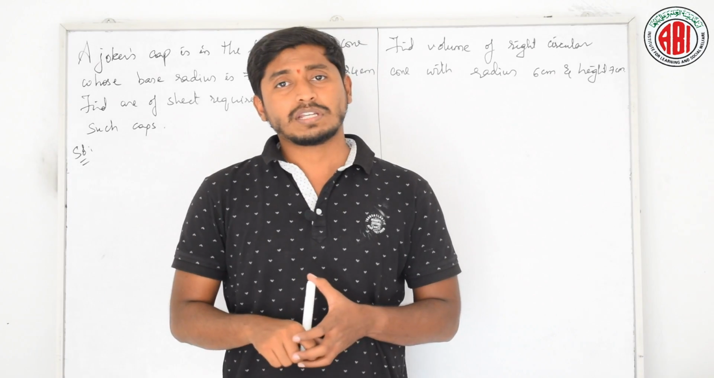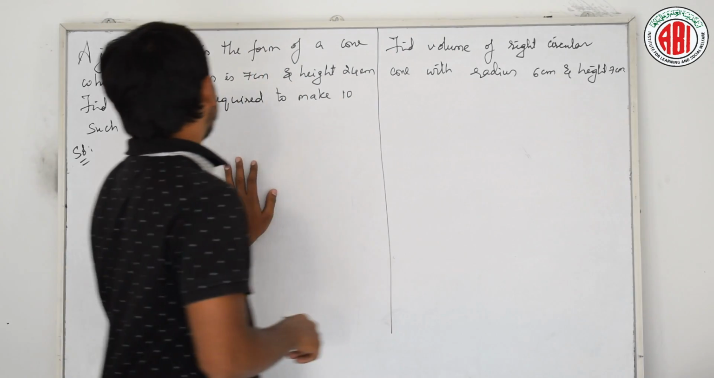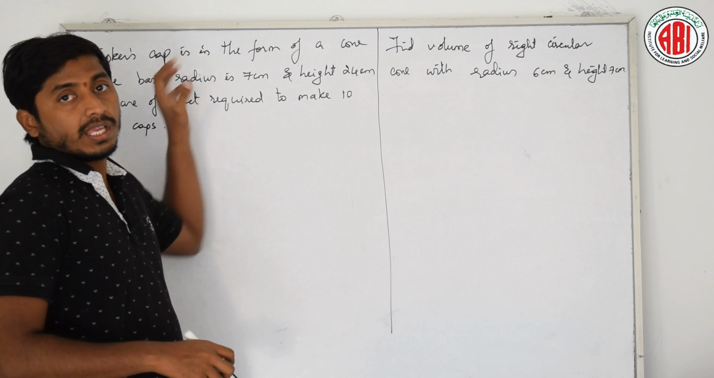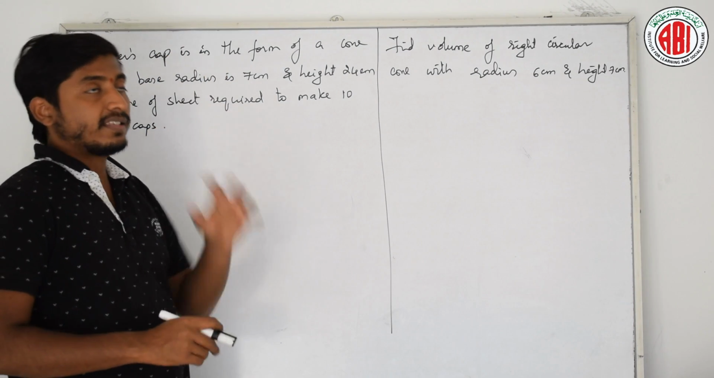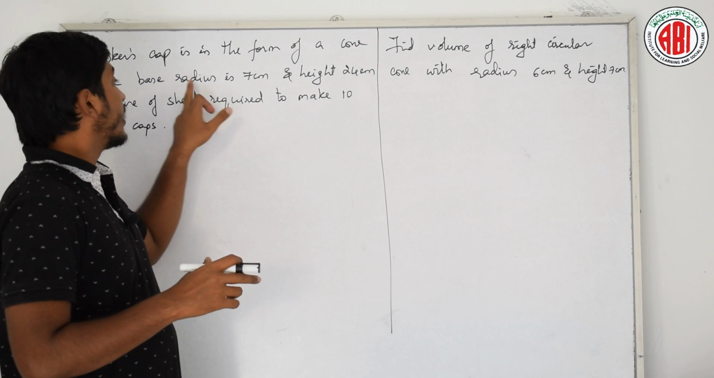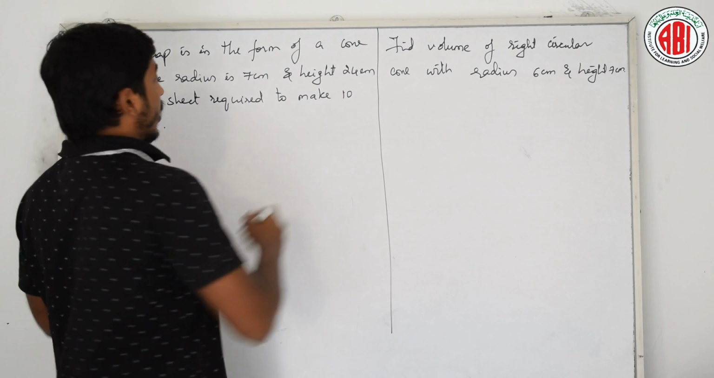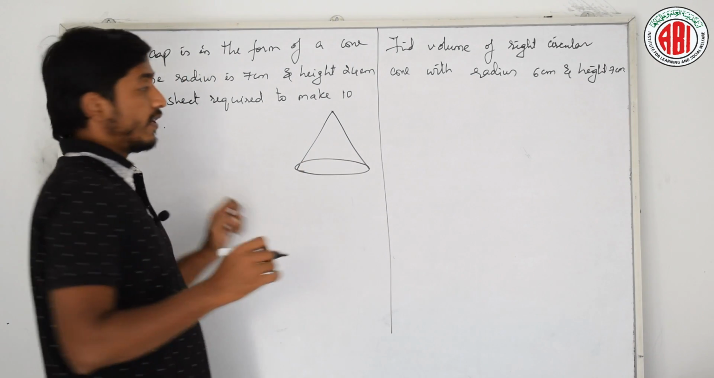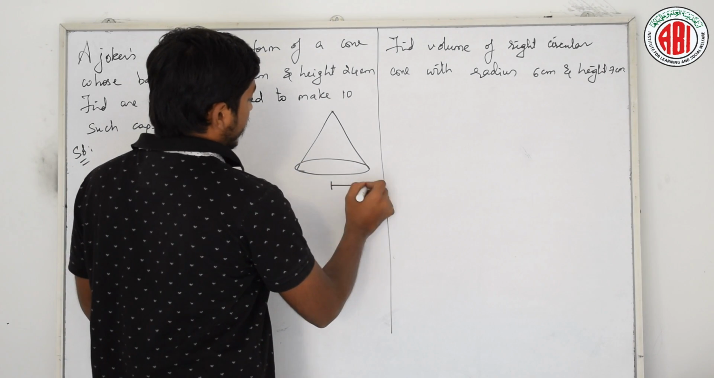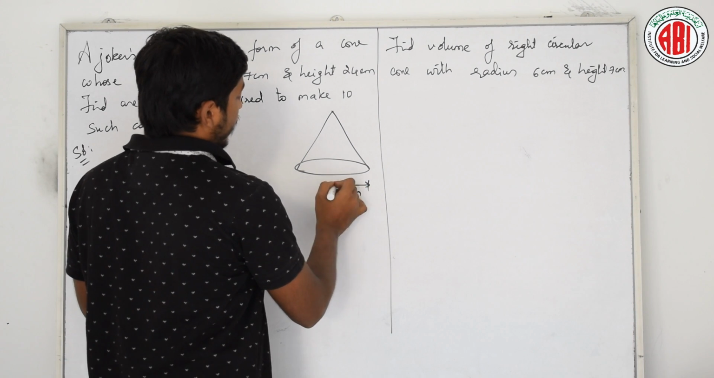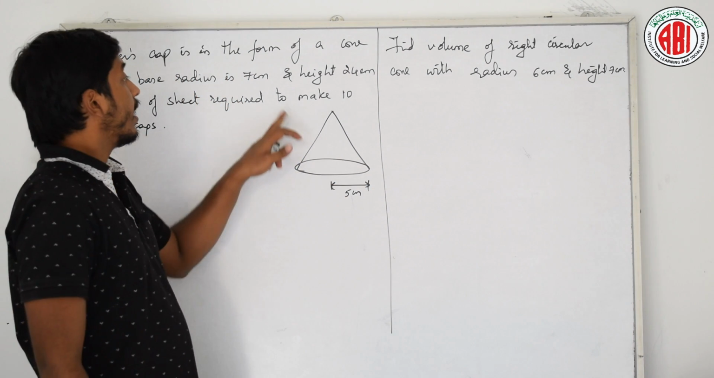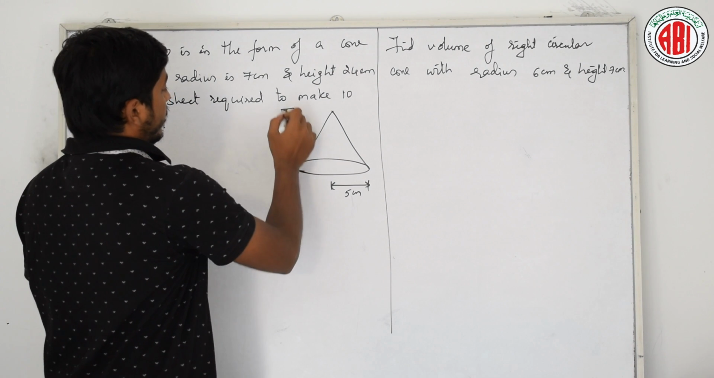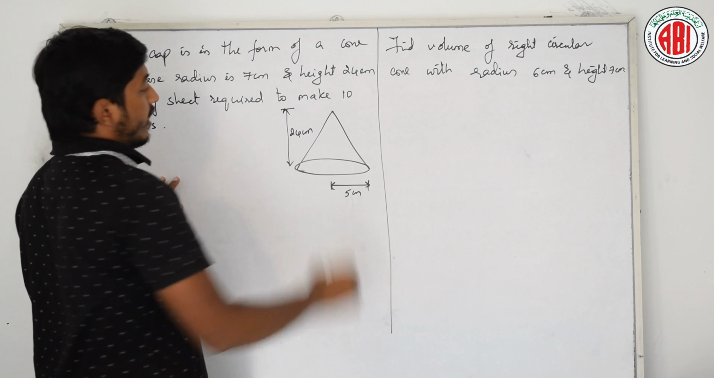Let's do it. Look at these questions here. The question given here says a joker's cap is in the form of a cone. Joker's cap you would have seen, right? That is in the form of a cone, for which its base radius is 7 centimeter. Do you remember the cone shape? The height here is 24 centimeter.